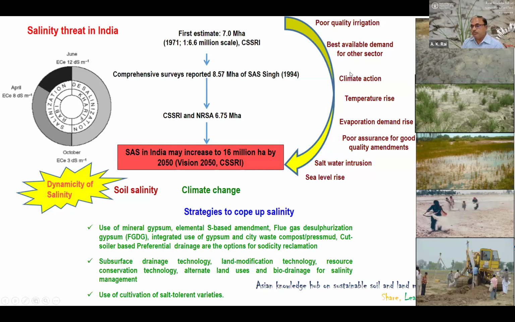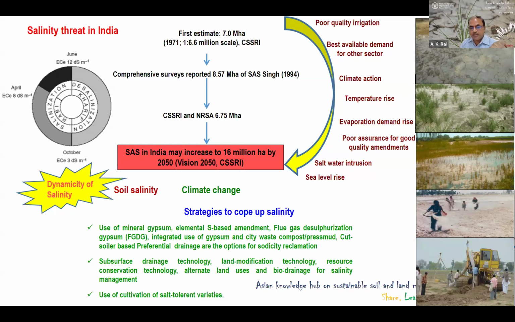Then in the climate change scenario, because of the change in rainfall pattern and temperature events, there is an increase in evapotranspiration demand, and we have to depend more on supplemental irrigation through groundwater that is of poor quality. Apart from that, in the coastal region, because of climate change, there is saline water intrusion and seawater level rise, and because of tidal events, there are chances of secondary salinization. All these may complicate the situation by increasing soil salinity if sufficient care is not taken.